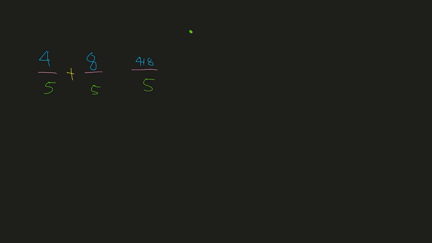Rule number 1, add the numerator, and rule number 2 is copy the denominator. So step 1, add the numerator, and step 2 is copy the denominator. So 4 plus 8 is equal to 12, and over 5. And that's basically it. Add the numerator and copy the denominator, and you get the sum.